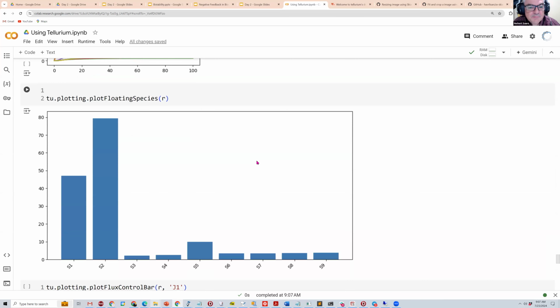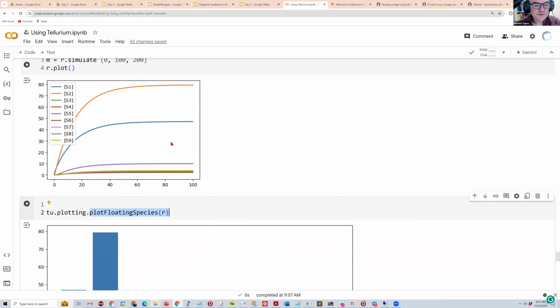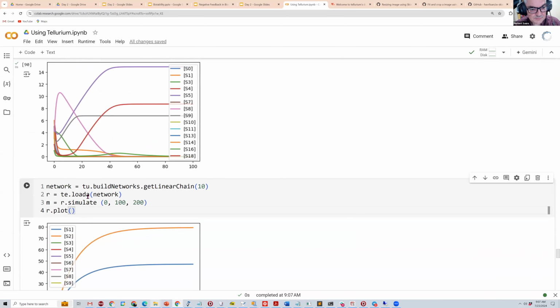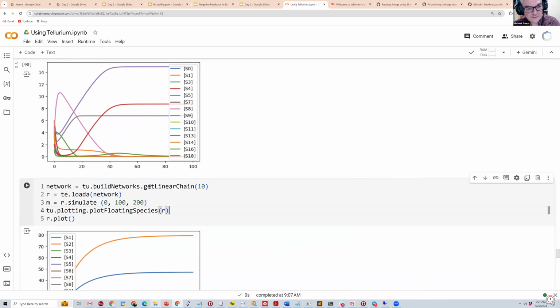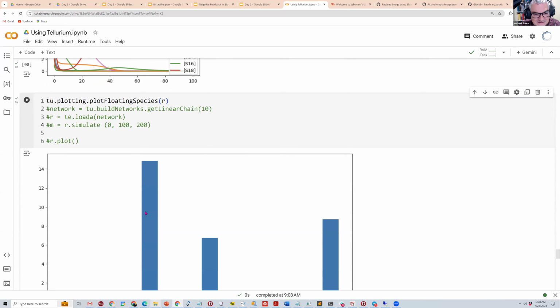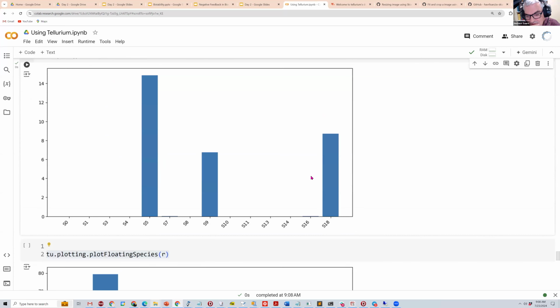The other thing, a couple of plotting methods that are available in the utilities, is that you get from plotting. You can plot all the floating species. So for this, let's do this model, shall we? So I'll take this and I'll put it in here. Right, I want to keep that one because that's a nice one. If I run this, it'll show me the distribution of all the species.